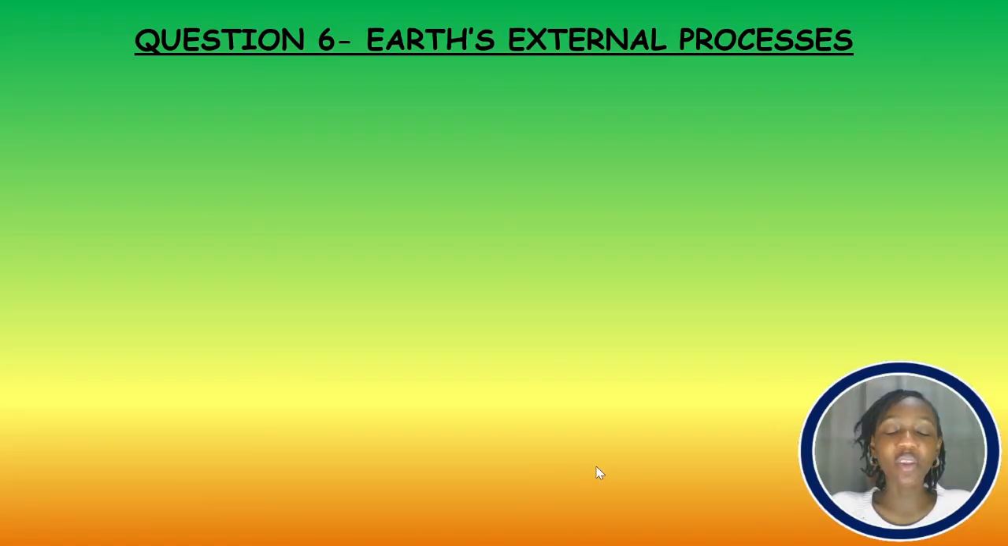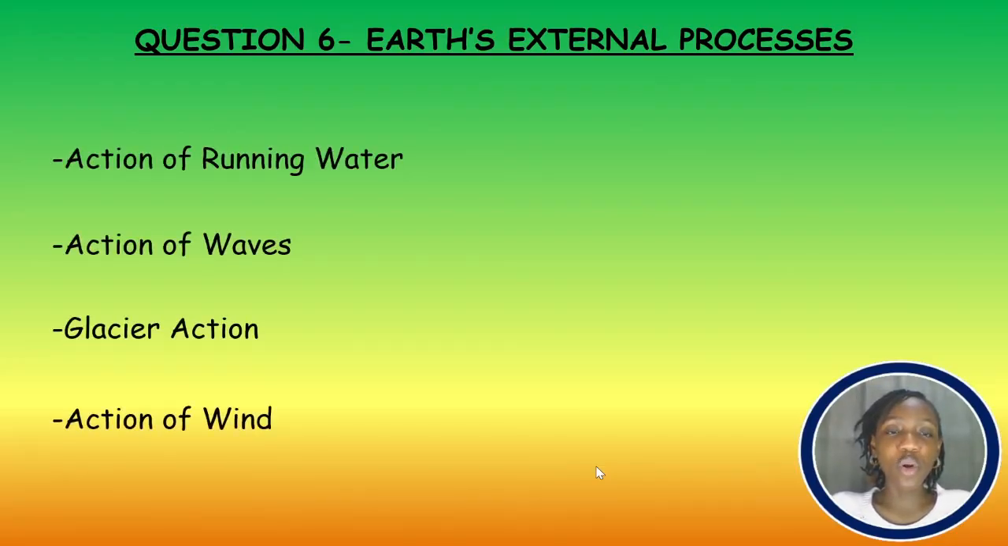Question 6 is all about the Earth's external processes. We've already talked about internal processes before. Now this question 6 is about external processes. And the action of running water is one of the most tested aspects of this. And this is because it encompasses a lot of things, one of them being the stages of the river, the upper, middle, and lower stages. And each of these stages have their own unique features. The waterfall being a feature of the upper course of the river, the meander a feature of the middle, and deltas are features of the lower course of the river.